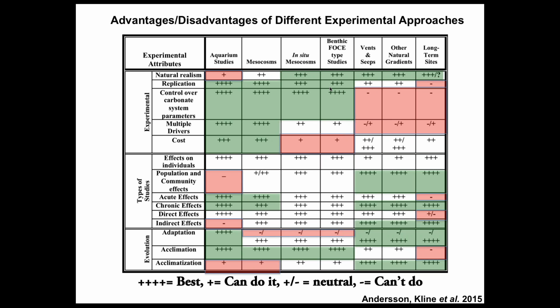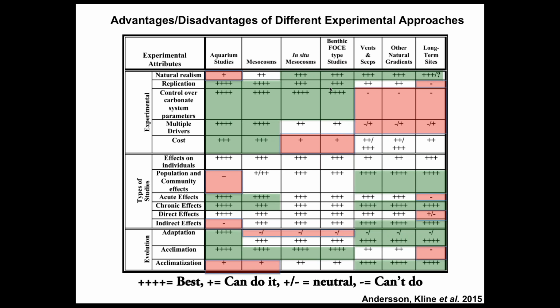Mesocosms get around some of these changes, but it's very hard to run them long enough to look at processes such as adaptation. In situ mesocosms and FOCE, you can see one of the biggest trade-offs is the cost, and with their high cost, it often means that the replication can't be as high as some of the other approaches.